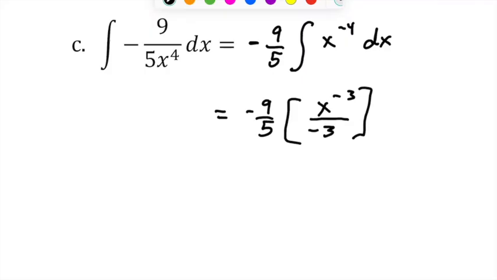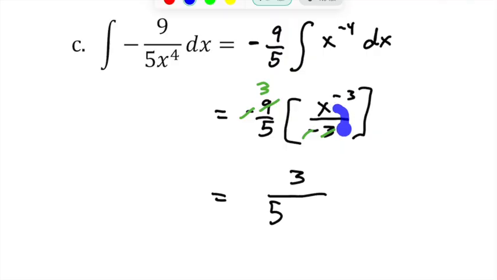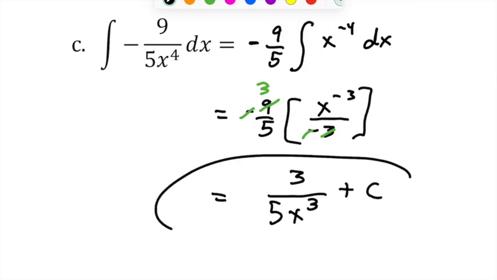Now we can do some simplifying while we're here. The negatives cancel. And then the 9 cancels with the 3, and this turns into a 3. So on top, there's only going to be a 1. Oh, sorry, I misspoke, a 3 over 5. And the x is going to go down to the denominator to be positive. We have x cubed, and then plus c is our constant.